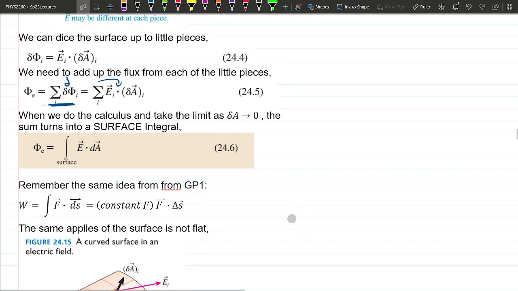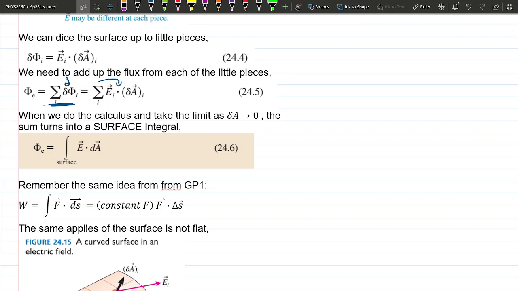So the electric flux turns into this dot product of electric field times a little bit of tiny pieces of area. And if you integrate this, then you get the total electric flux, as opposed to adding up hundreds of them together. You can just compute an integral, because an integral is basically summing up a bunch of stuff together.